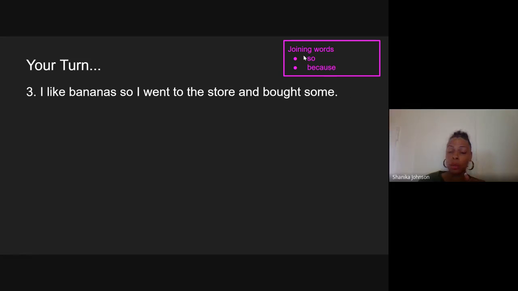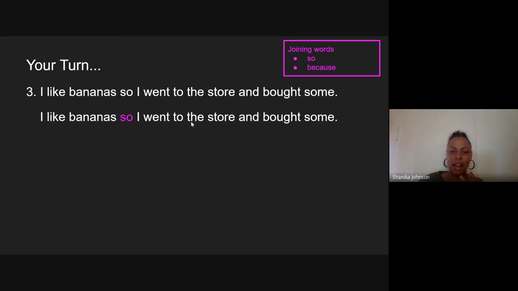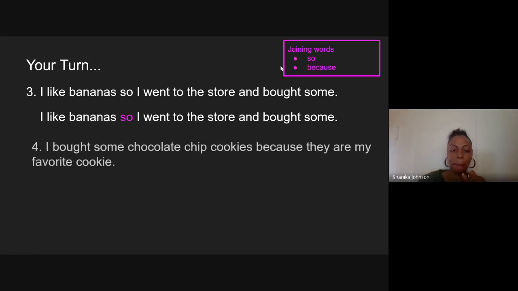Now we're going to use the joining words so, because. Repeat after me. So, because. Perfect. Same thing. All you have to do is identify the joining word in our sentence. Number 1 says, I like bananas, so I went to the store and bought some. Do you see the joining word? Make sure you whisper it to me. Good, and I hope you guys said so, right? We see so in our sentence, and we also see it in our word box.